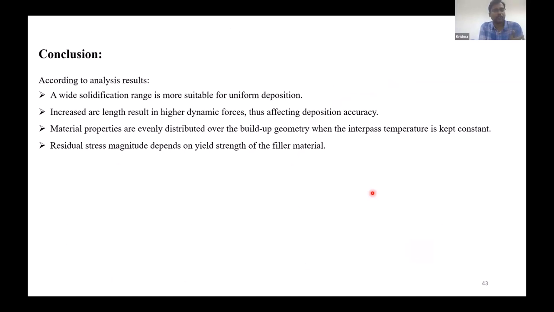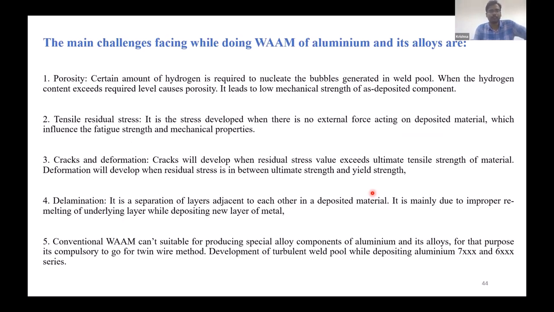That is not the case in forming or in casting. The solidification range has to be wide, and because of this, uniform microstructure formation is not happening in aluminum alloys. The arc length parameter is another parameter that we are considering, and the filler wire we select for aluminum alloys is 1.2. The manufacturing process of these filler wires and their surface contaminants also have an impact on the microstructure formation. Residual stress is also a common issue for aluminum alloys. These are the general challenges we have listed: porosity, residual stress, cracks, and deformation happening because of the porosity.